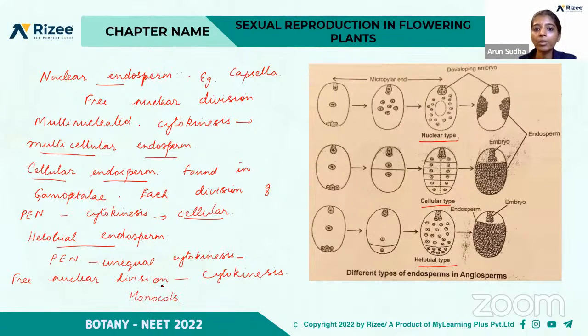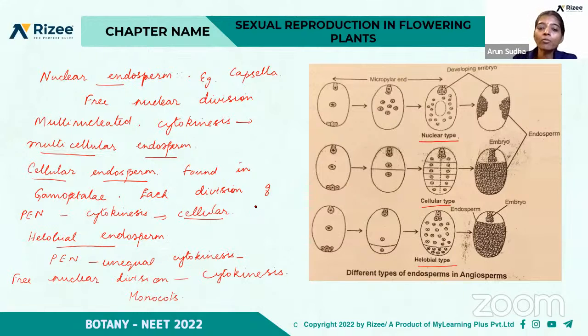It's intermediary type. So here what happens? First there is an unequal cytokinesis, one larger cell and one smaller cell, which is followed by free nuclear division, that is no formation of the wall, and then cytokinesis, which leads to the cellular endosperm at the maturity. Okay, so it is intermediary type and it is found in monocots.